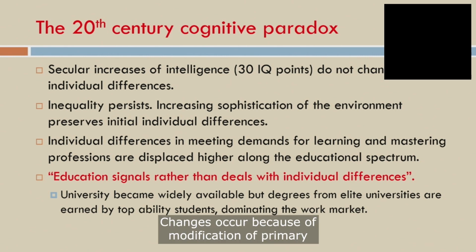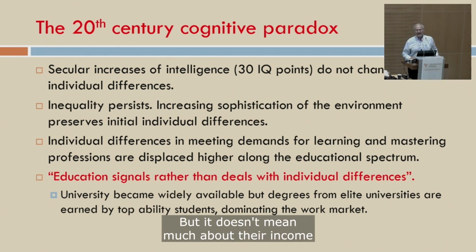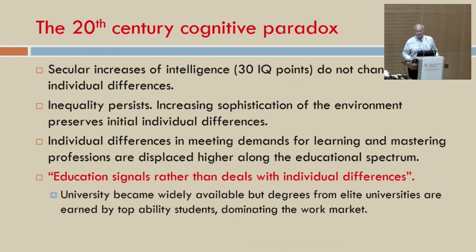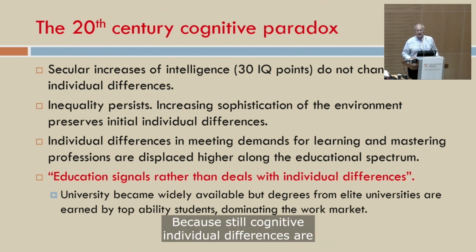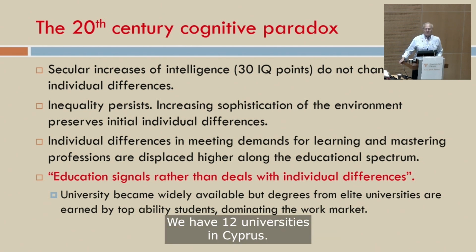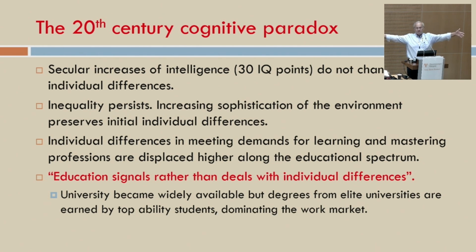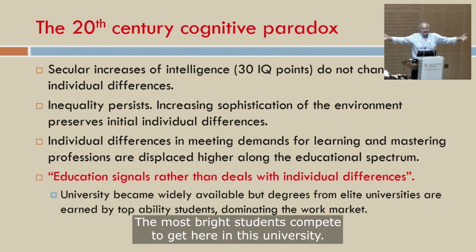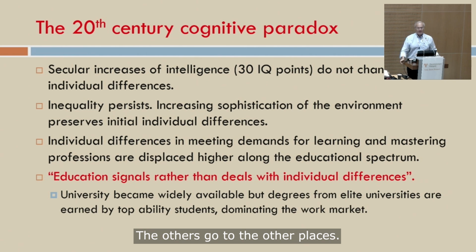Changes occur because of massification of primary and secondary education. This has happened today with university education. In this country, more than 70% of people get a university degree, but it doesn't mean much about their income and their work prospects. Because still, cognitive individual differences are projected to where people study. We have 12 universities in Cyprus. The brightest students compete to get into this university, the others go to the other places.